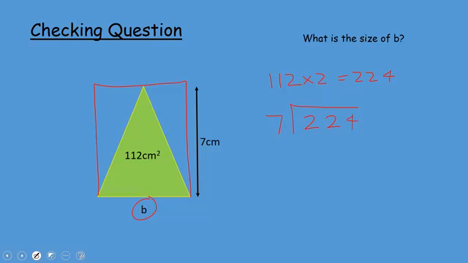So 7 doesn't go into 2, but 7 goes into 22 3 times with 1 left over. And then we've got 7 goes into 14 twice. So B must equal 32. We've got centimetres squared for area, centimetres for height. So our base must be in centimetres also.